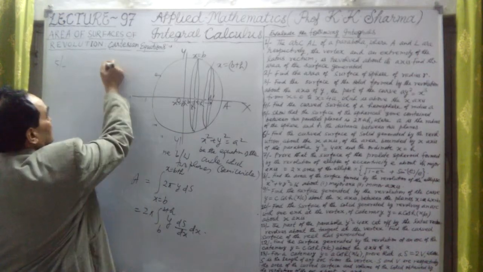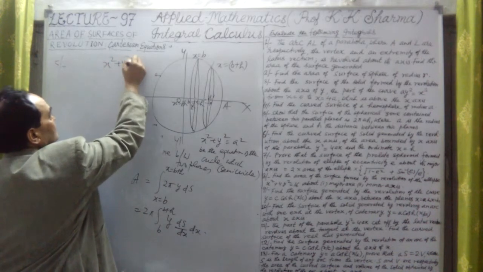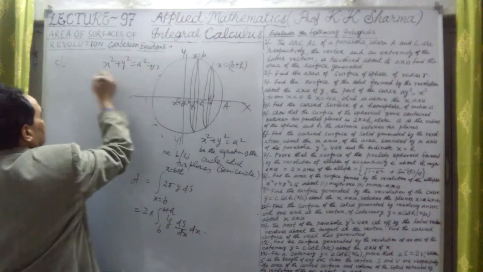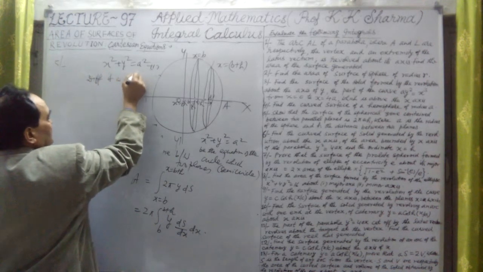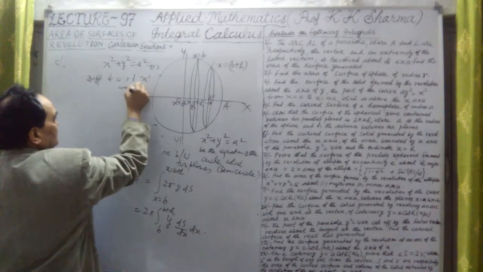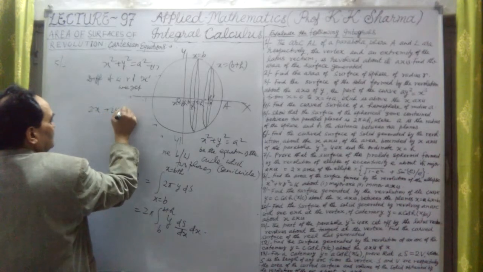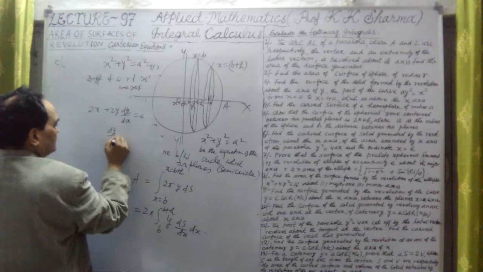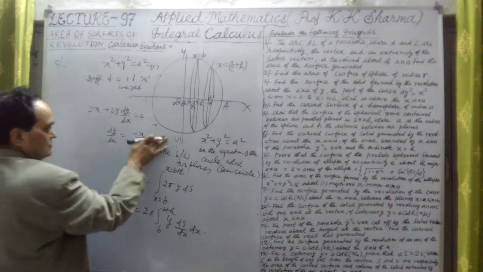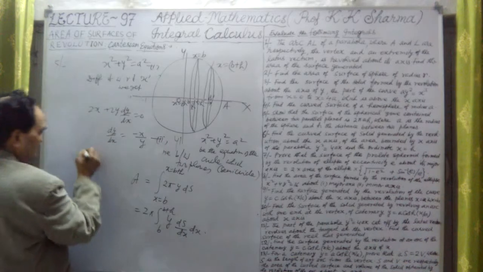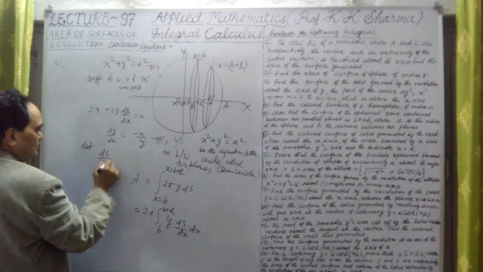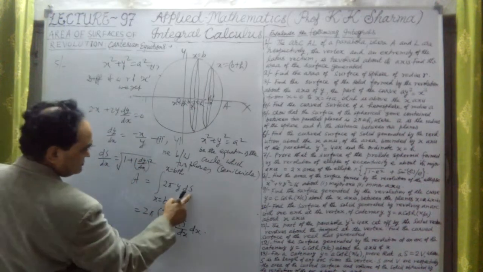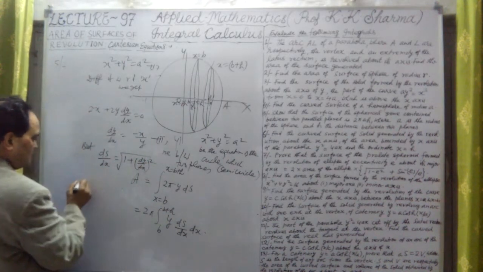Here the equation of the sphere or circle is x square plus y square equal to a square. The radius of the sphere is then a, no doubt. Differentiating with respect to x, we get twice x plus twice y dy by dx equal to 0, because a is constant. Therefore dy by dx is equal to minus x upon y. But ds upon dx, we know, is the square root of 1 plus dy by dx whole square.